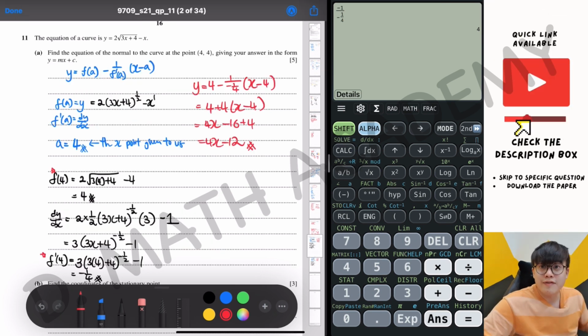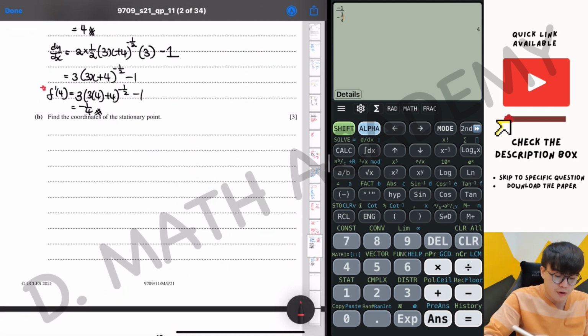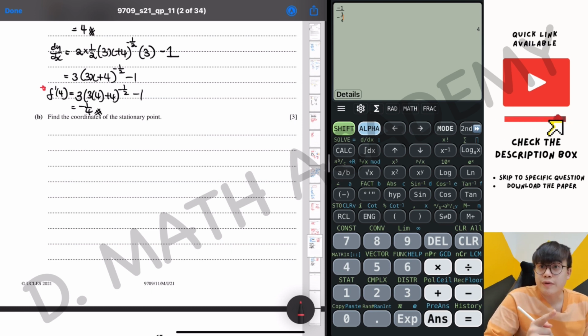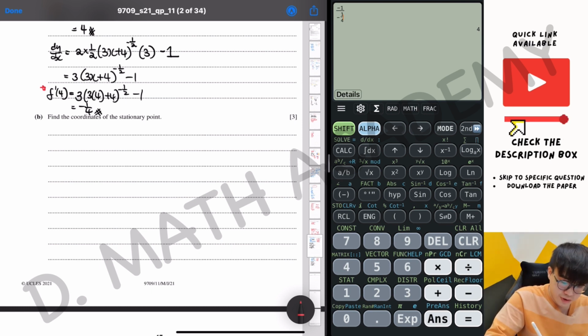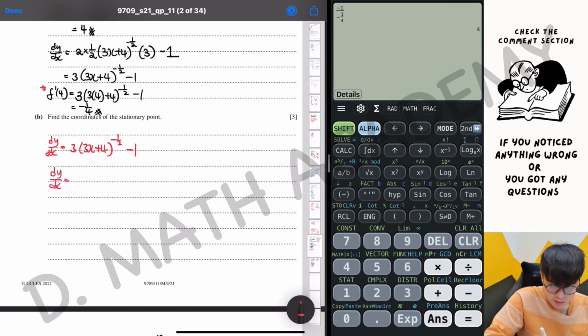So question 11 part B, they are asking for our stationary points here. So since we already did our dy dx, so just copy it down first. Okay, remember for stationary point, it is always referring to when your dy dx is equals to 0. So let me set it equals to 0 first, then you will have this.